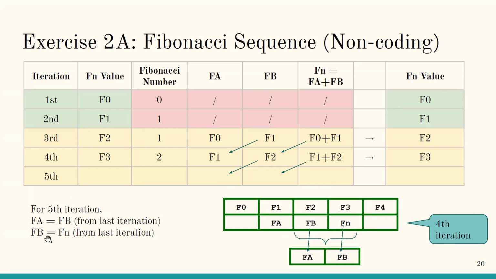Okay, for the fifth one, you still do the same, right? You're sliding this one step forward. So FB substitute to FA, Fn substitute to FB, right? So on and so forth, which means that you can write the same line, same statement, and then you can loop as many times as you want, depending on what you put in your for statement.